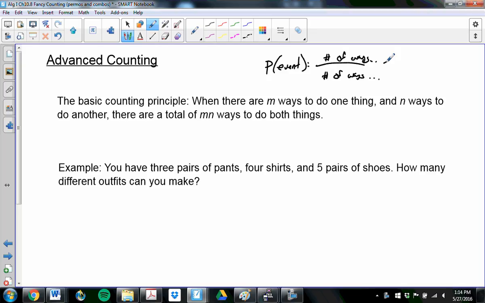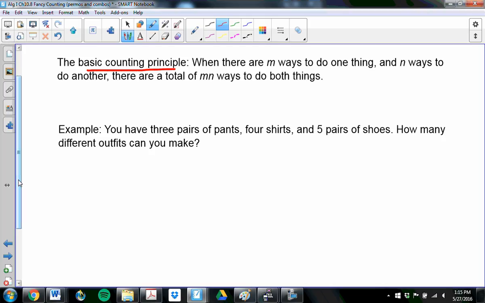ways to count things as they get large or complicated. The basic counting principle states that if there are m ways to do one thing and n ways to do another, there are a total of m times n ways to do both things. You multiply the two things together. So for example, if you have 3 pairs of pants, 4 shirts, and 5 different pairs of shoes, all these are different things, how many different outfits can you make? Well, you have 3 pants, 4 shirts, and 5 shoes. There's 60 different possible outfits.